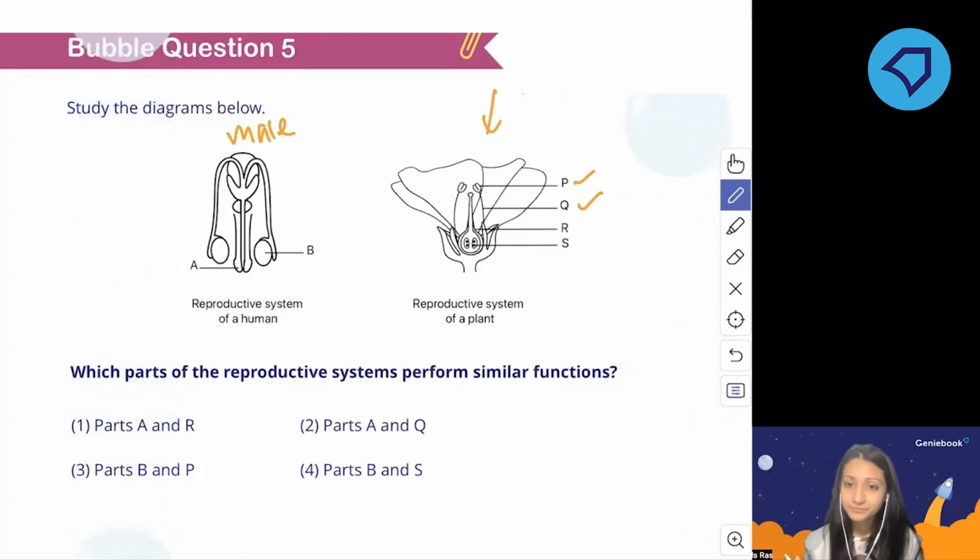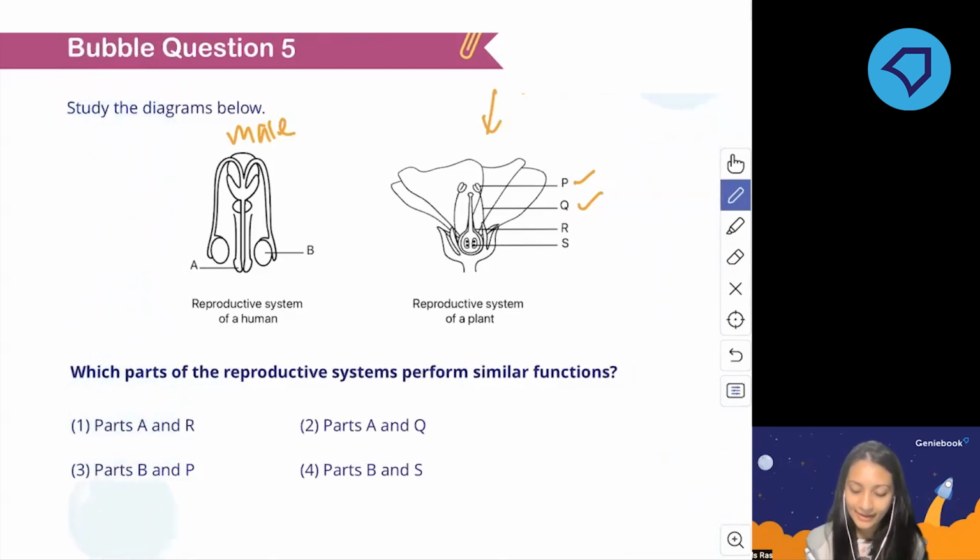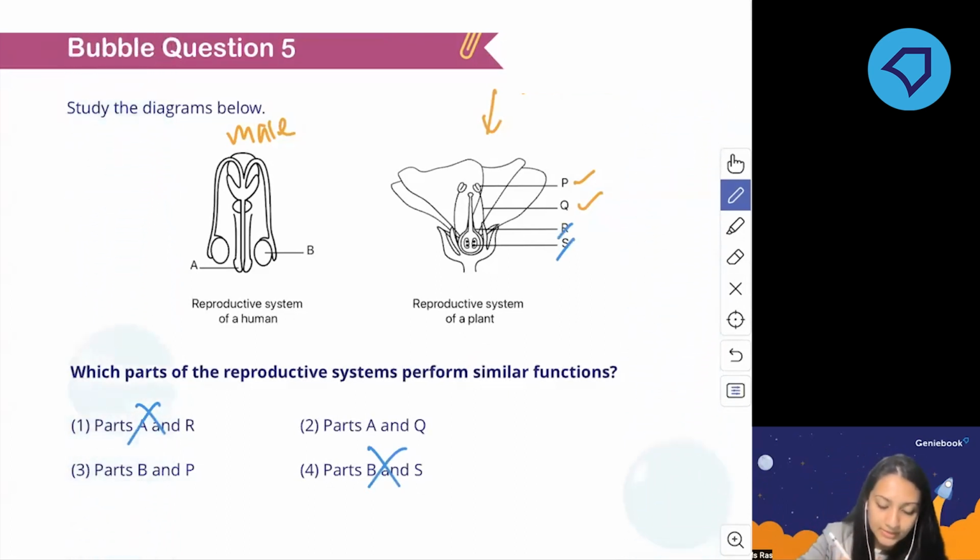So we have to eliminate. Just now I said we eliminated R and S, because that's the female part, nothing to do with the male part. So R and S, bye-bye. Then after that, we are left with 2 and 3. So the answer is 3, because Q here is the testis.